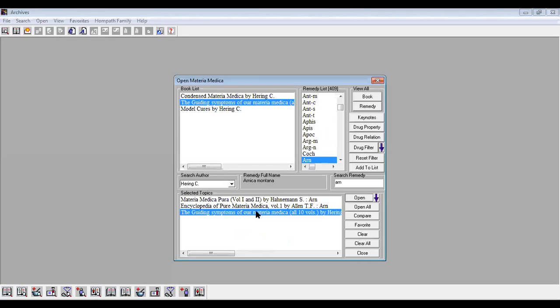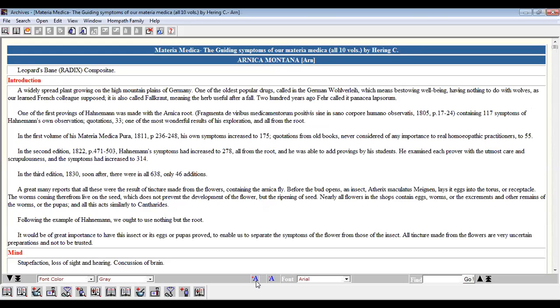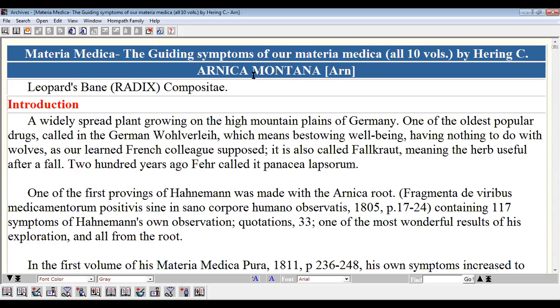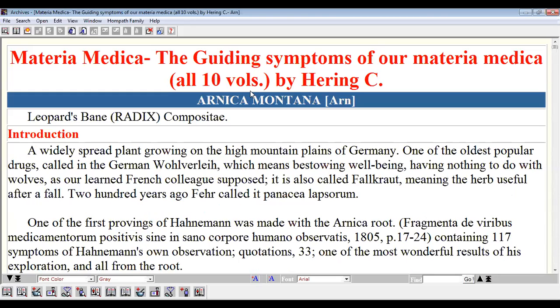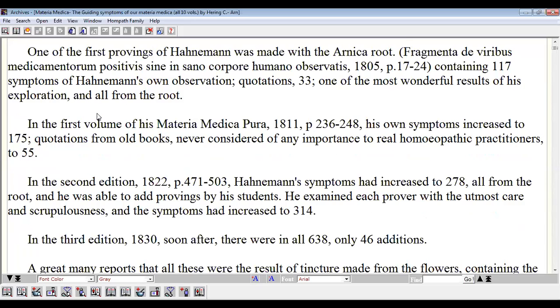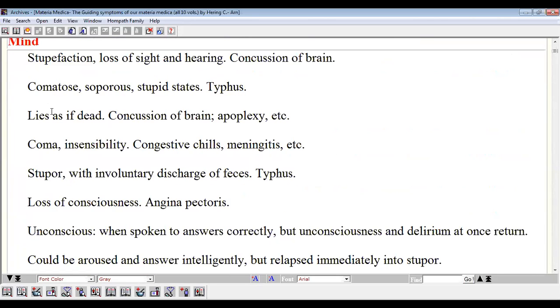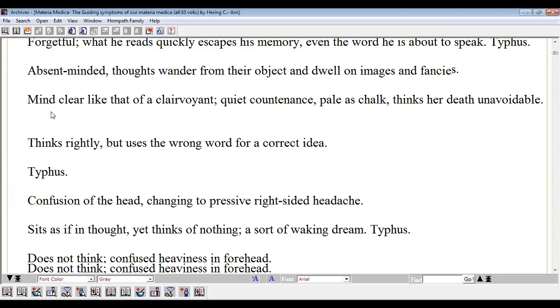I have opened arnica for you. See, I am enlarging the font size now. First, see this, the Guiding Symptoms of our Materia Medica by Constantine Hering. Out of that, the first volume is Arnica montana, and initially the introductory part is given. Then various introduction about arnica is given. Then starts the anatomical order. First in the anatomical order is mind, and then there is a list of symptoms.